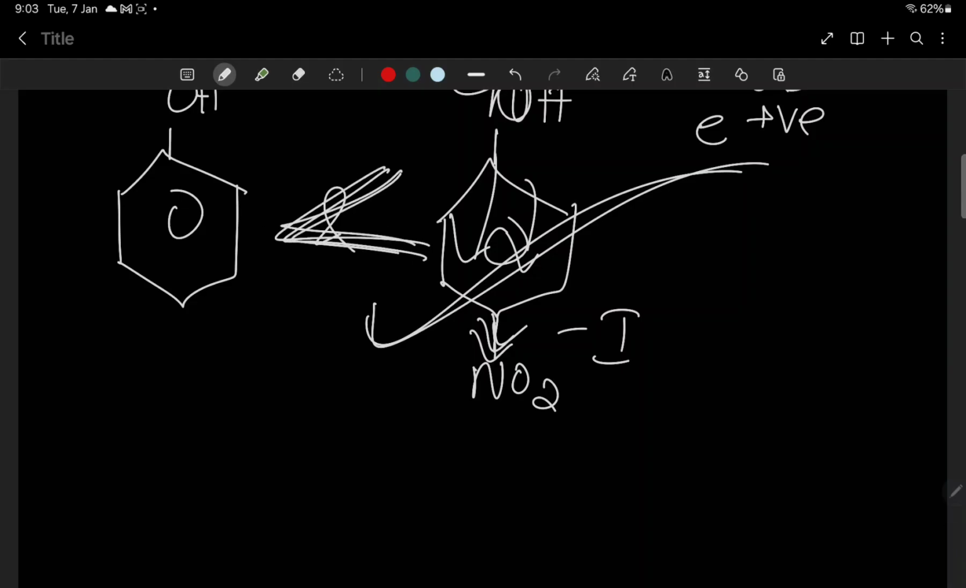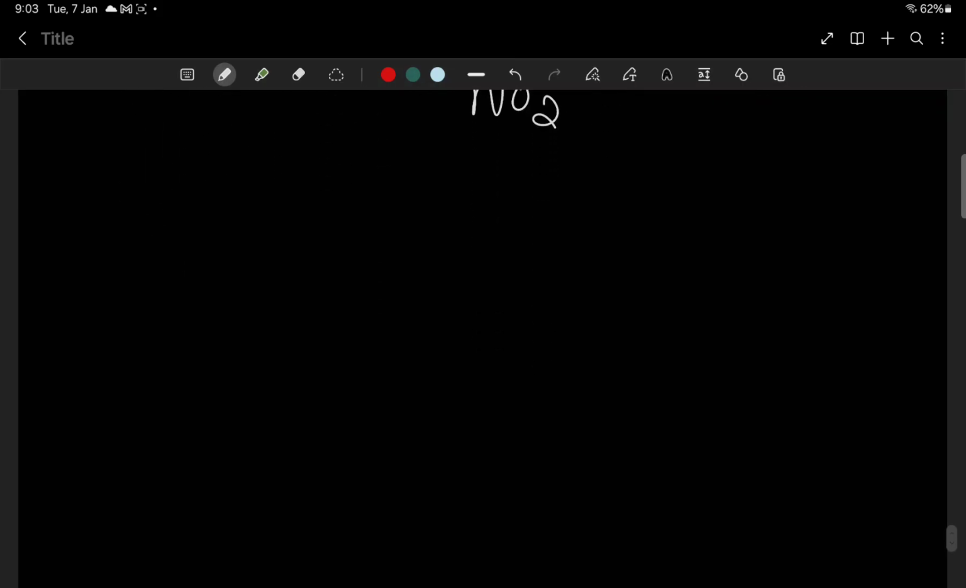So this is very important. This is the only important part in this chapter. Okay. So this is about acidic character. Now the next reaction is esterification.